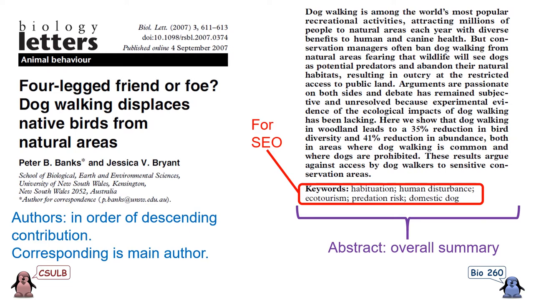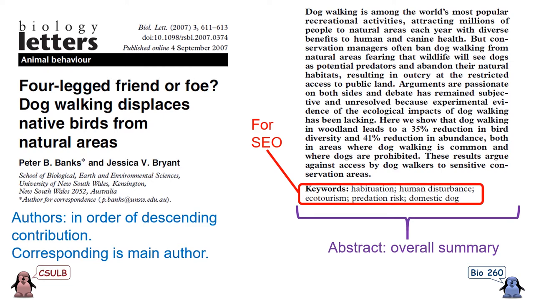Then the authors are listed, and here you can see there are two, Banks and Bryant. In most fields, the order of the authors is by descending contribution, where the first name is the person who made the largest contribution, but this can vary by field. In evolution and genetics, for example, the most influential author may be either the first or last author, and the main professor for a research group is usually listed last. And in economics, apparently, there's a tradition of the authors' names being listed alphabetically.